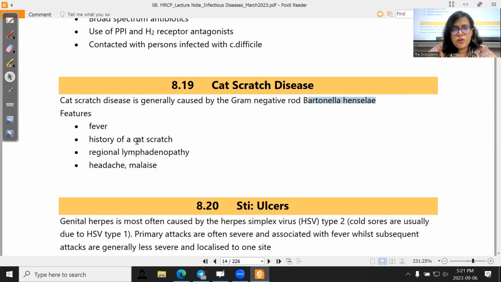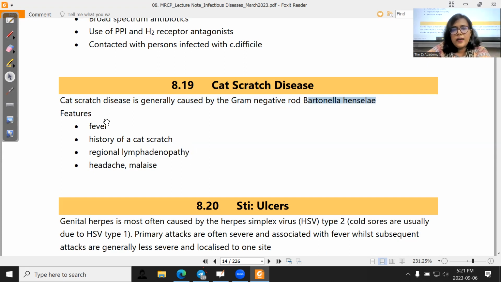Fever, history of a cat scratch. Of course, in order to diagnose cat scratch disease, there will have been some sort of cat scratch previously. Regional lymphadenopathy, the lymph nodes are usually like a tennis ball, okay? The lymph nodes become so swollen, they resemble a tennis ball. And headache, malaise, all these are features.